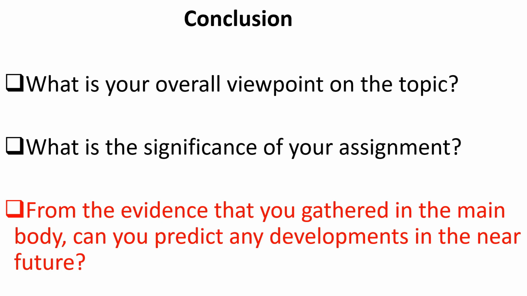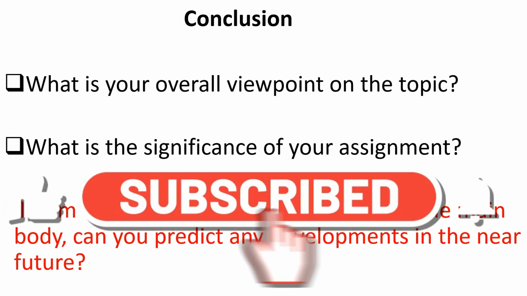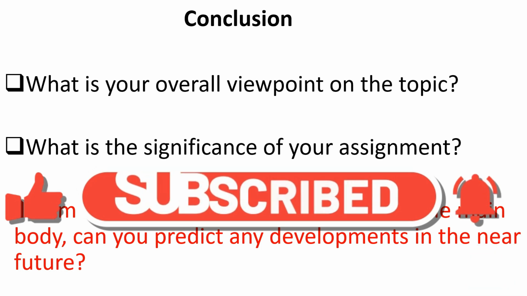There's not much need for references in this section because you've done all the proving, all of the heavy lifting in the main body. The conclusion is just a nice bow that you tie at the end of your assignment. So what is your overall viewpoint? What is the significance of your assignment? And if you have time, space, and the word count, from the evidence that you have gathered in the main body, can you predict any future developments?